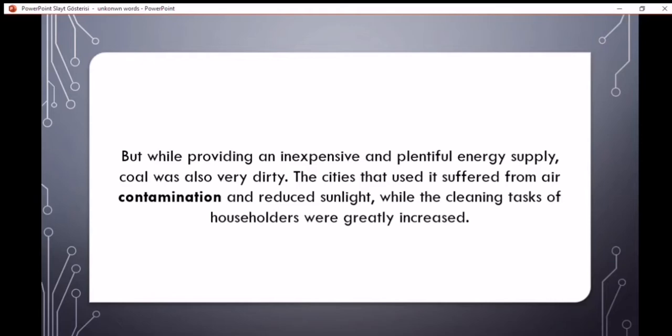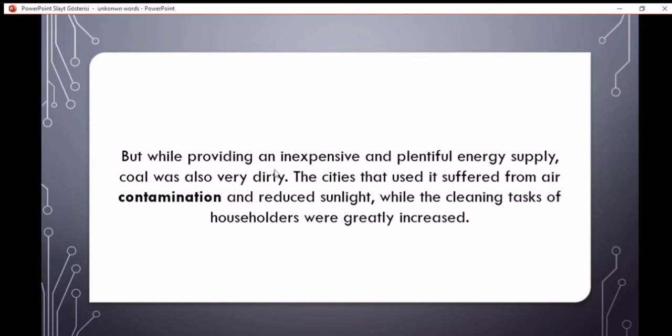The cities that used it, the cities that used coal, suffered from air contamination and reduced sunlight, while the cleaning tasks of householders were greatly increased. Now, we can find the tone of this passage because it's negative. How do we know? First, it starts with but, which means it's contradicting maybe the previous sentence or maybe the clause that it has after it. No, wait, the cursor right here. Okay, the clause right here. Providing an inexpensive and plentiful energy supply, this is a positive thing.